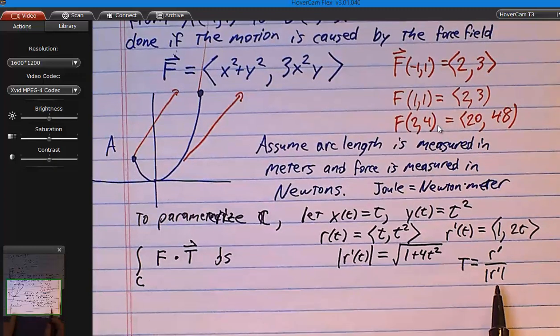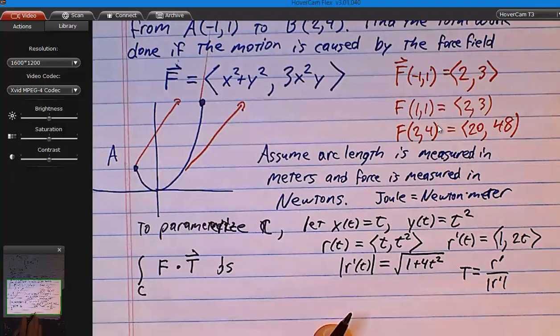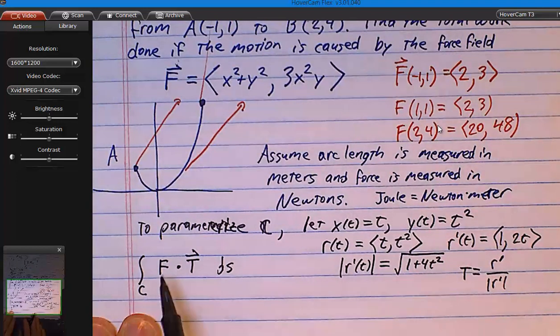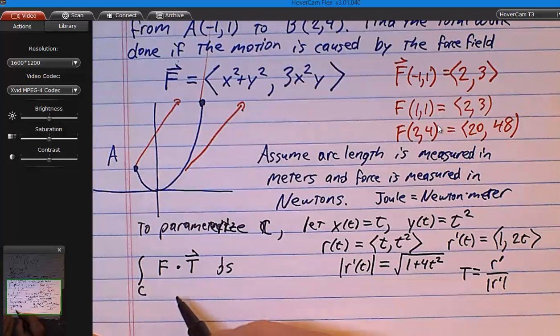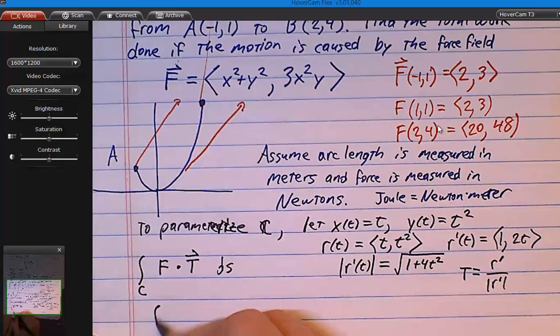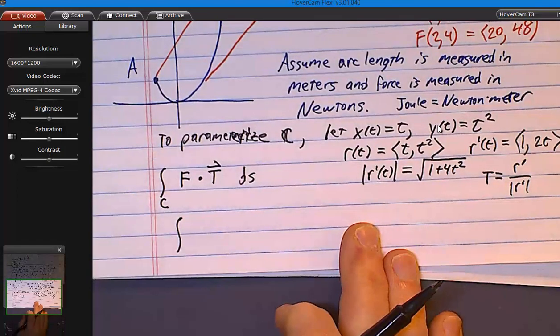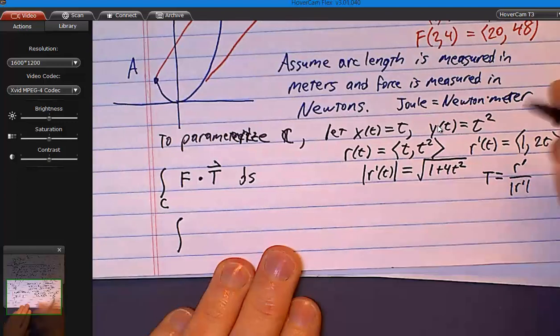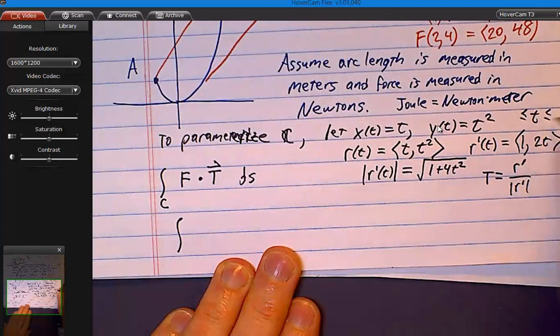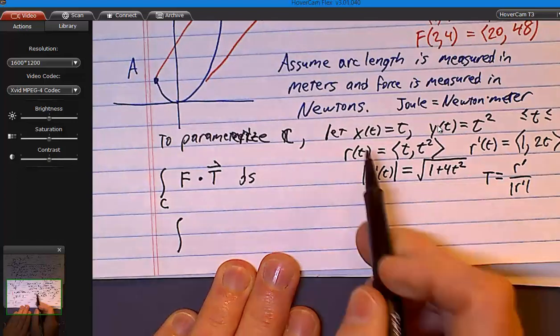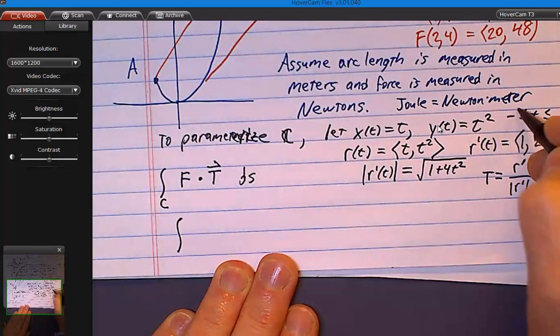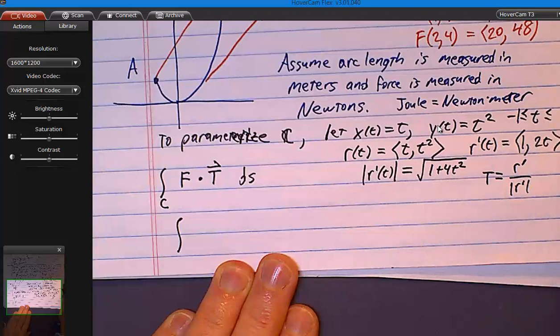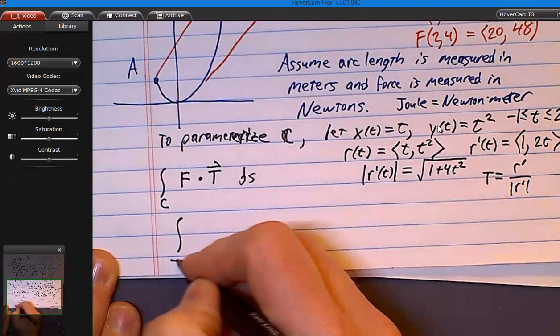So let's see. If we do this, F dot T, got to be careful here. This is going to be an integral. Oh, one thing I didn't do: I didn't say what the range of t is. I should have done that. Well, that's easy because we said x is going to be t, so we're going from -1 to 2. So the integral is going to go from -1 to +2.